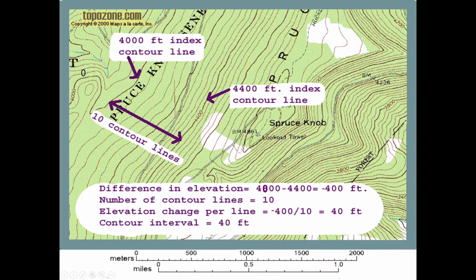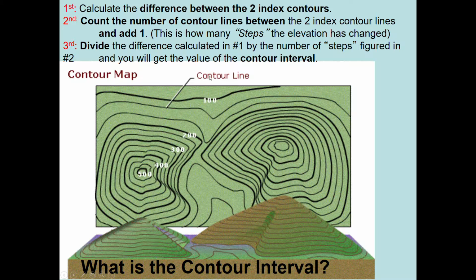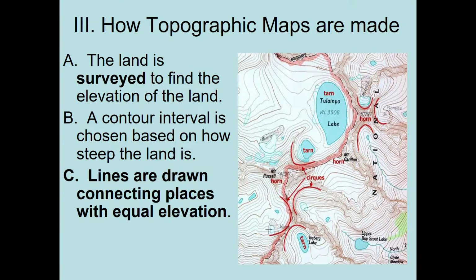You can basically see here that they do it for you as well. This is 4,000, right here. This is 4,400. And there are 10 lines in between, so 400 divided by 10 equals 40 feet. So each one of these is 40 feet. I'm not going to do this one for you, but I'm sure you can figure it out. There are 3 areas in between, 1, 2, 3. How much would it be? 33.33 feet.